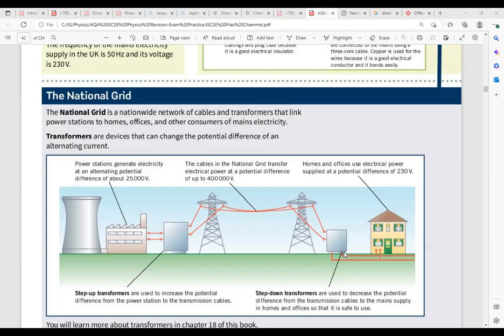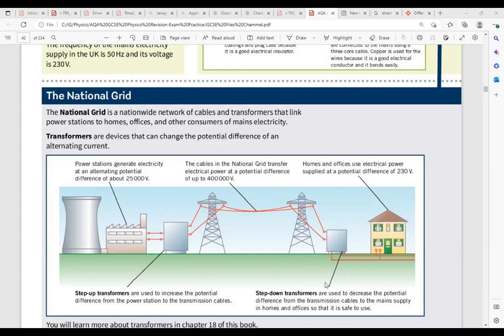We have a step down transformer. We cannot transfer 400,000 volts to our houses. It's going to be very dangerous. So we have to use other transformers, but this time step down transformers.